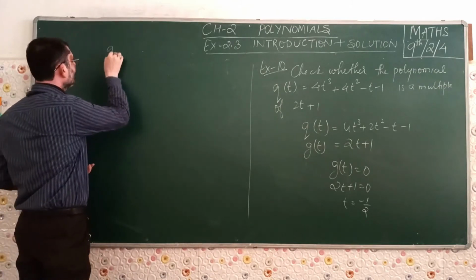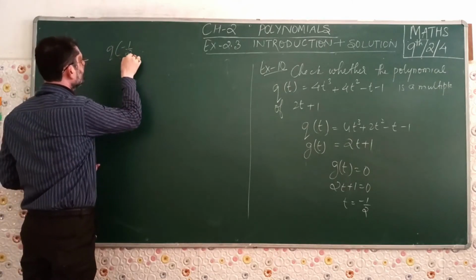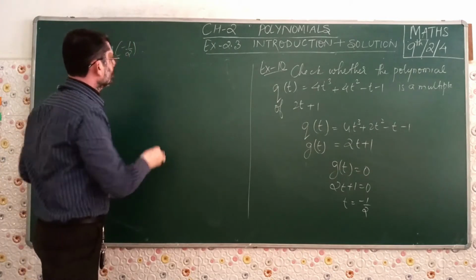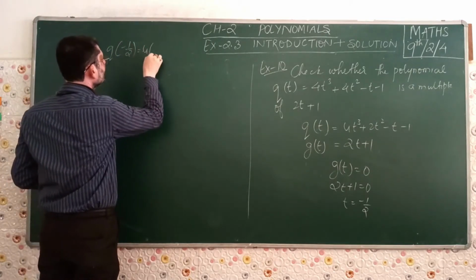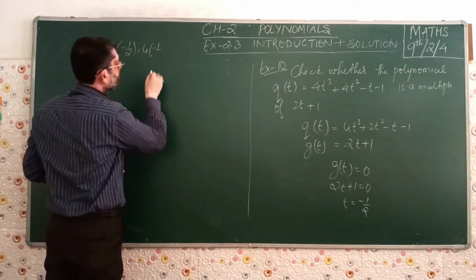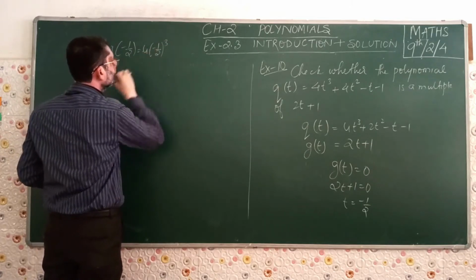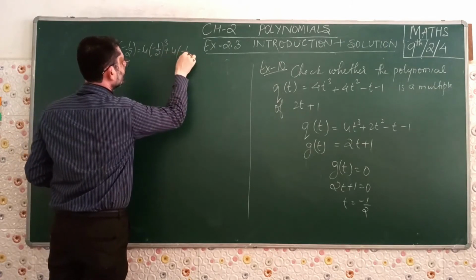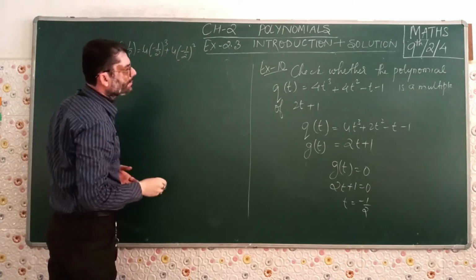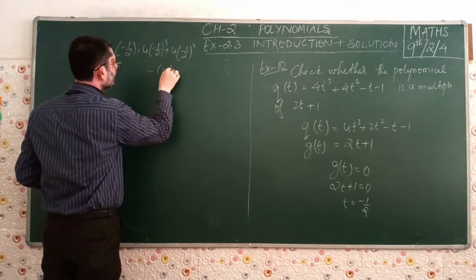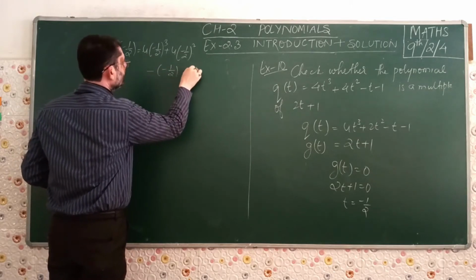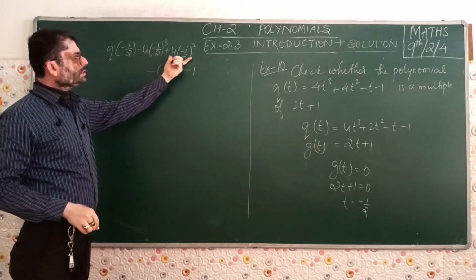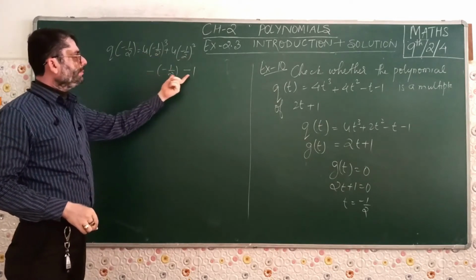So q of minus 1 by 2. We have obtained the value of t to be minus 1 by 2, and let us substitute there. So this is 4 into minus 1 by 2 whole cube plus 4 into minus 1 by 2 whole square minus minus 1 by 2 minus 1. So this is 4t cube plus 4t square minus t minus 1.